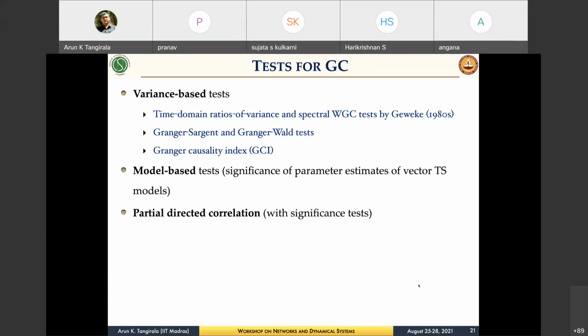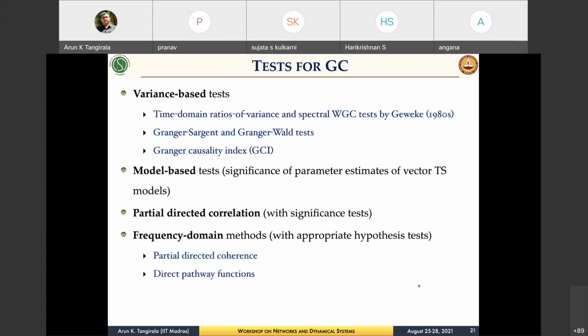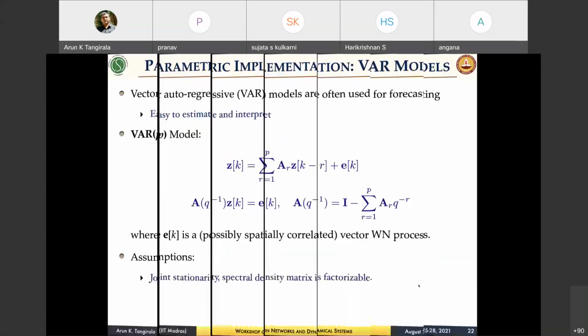Then there are other methods based on what are known as partial directed correlation. And then you have the frequency domain methods, which are very popular. So you are given time domain data, but you work in the frequency domain. And there are two very popular methods, one being more popular than the other. The partial directed coherence is more popular. This is due to Baccalá and so on. And direct pathway function is something that we have introduced from our research group. And there are advantages of using direct pathway function over PDC, but both give you the structural information.